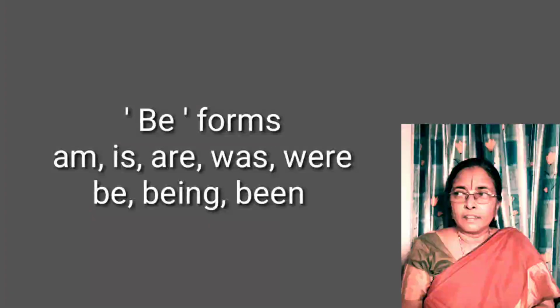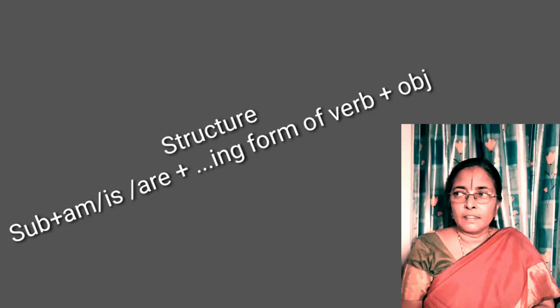When do we use am? When do we use is? When do we use are? Let us know about them. So, when the sentence is in present continuous tense, we have to follow the structure. What is that? Subject plus am or is or are plus ing form of the verb plus object.